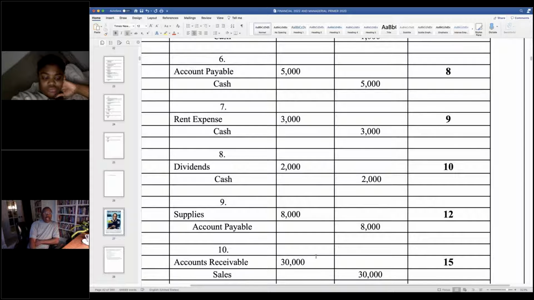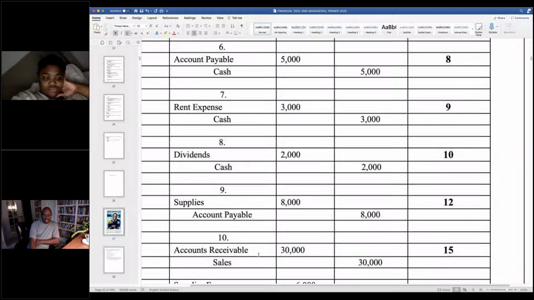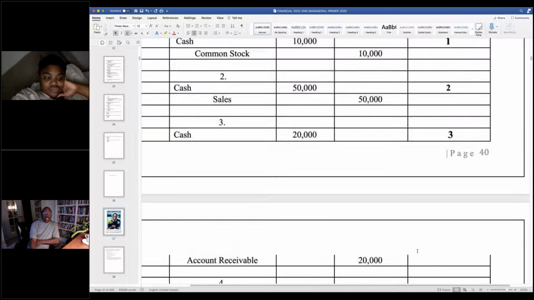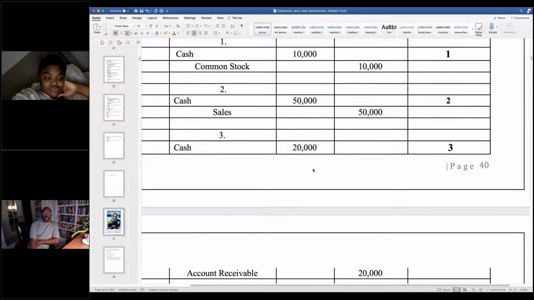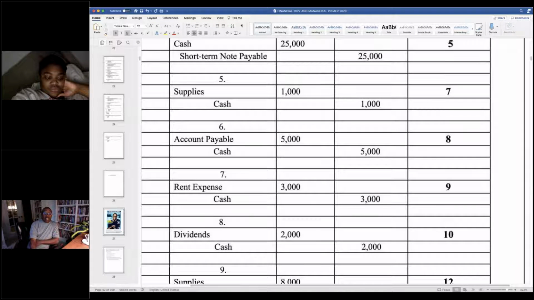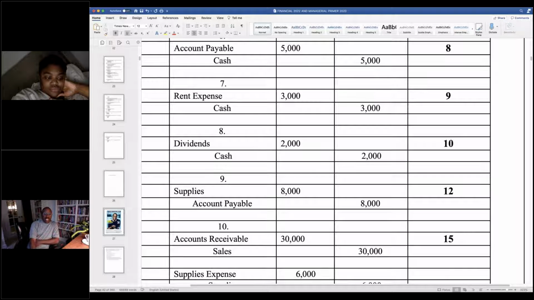Then we had our sales on account. And you all did well on this typically. You would debit accounts receivable and credit sales when they're on account. That's your 15. And then when you collect the cash, 3, but you can't have a 3 unless you had a 15 prior. Okay.